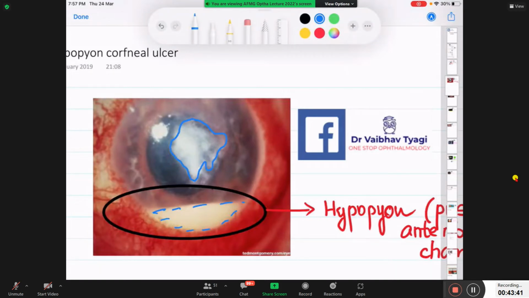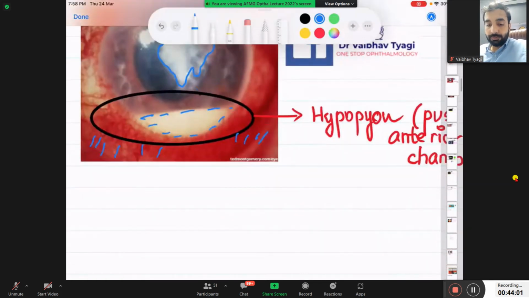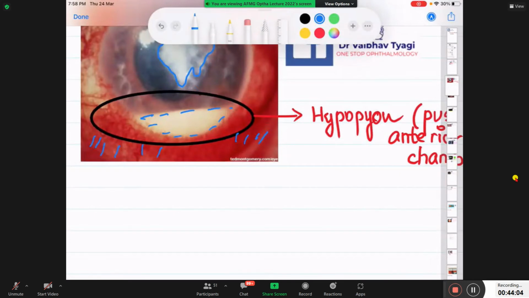Right? Can you see congestion is there? Conjunctival congestion is there. So the eye will be red. The eye will be severely congested. You will see a big hypopyon. You will see infiltration or corneal opacity will be there. And there will be sudden painful loss of vision. Sudden painful loss of vision will be there.